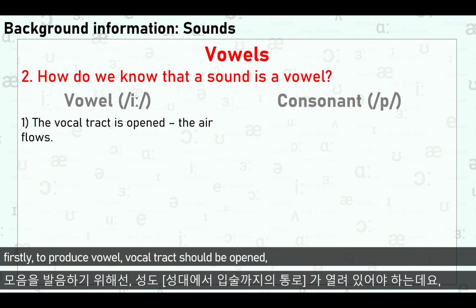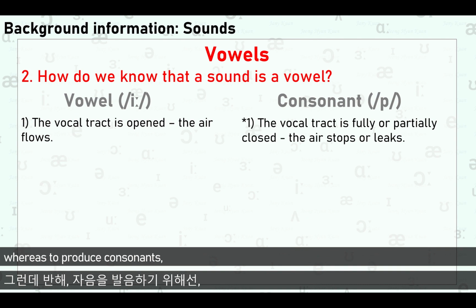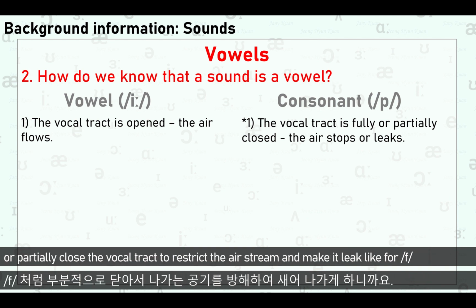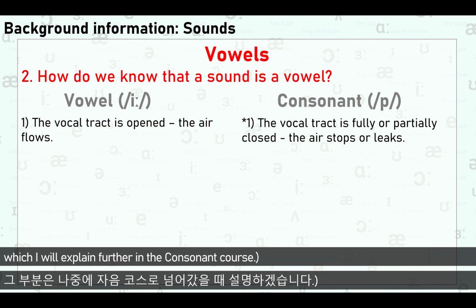Firstly, to produce a vowel, the vocal tract should be open so that the airstream can flow or escape without any blockage or restriction in between. Whereas to produce consonants, in most cases, you will fully close the vocal tract, block the air, and let it stop, like for P. Or partially close the vocal tract to restrict the airstream and make it leak, like for F. And the asterisk indicates that there could be exceptions for this condition, which I will explain further in the consonant course.